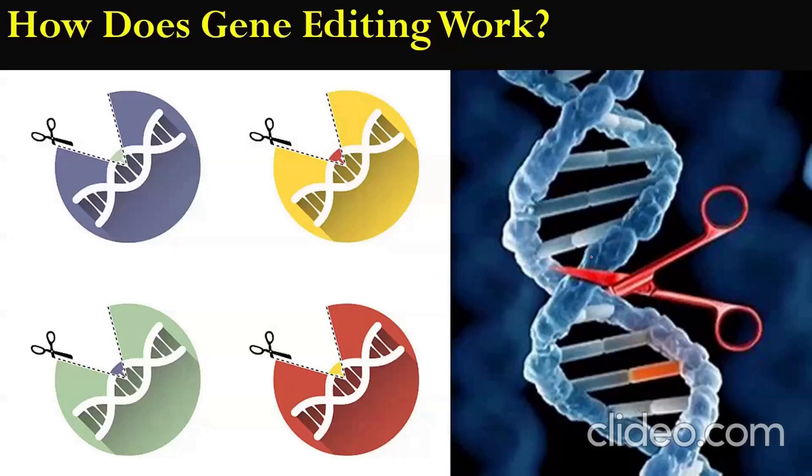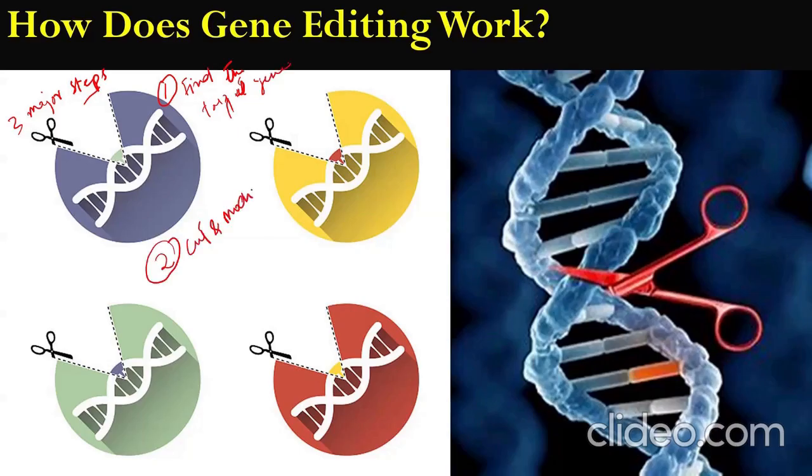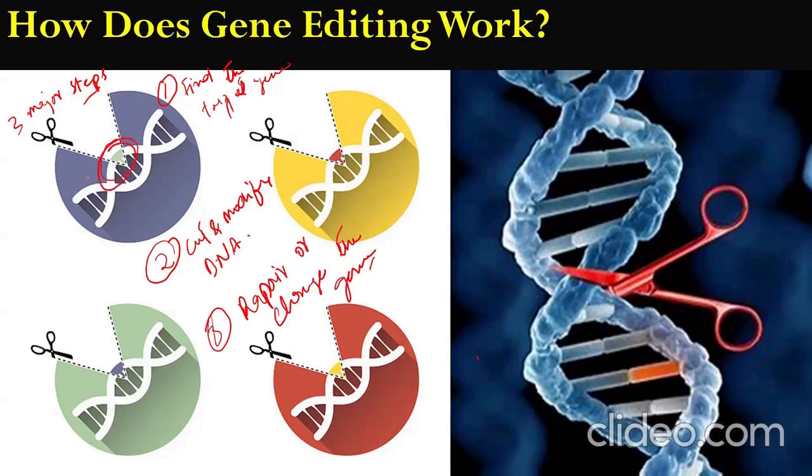Now, the question is, how does gene editing work? Gene editing works with some tools through 3 major steps. How many steps are there? Three major steps. Step 1 is find the target gene. Step 2 is cut and modify DNA. Step 3 is repair or change the gene. Like here, you find this double-stranded DNA. This is the target gene. Scientists go to the target gene, then they cut it. They cut this part, modify it, and paste the modified part back here.